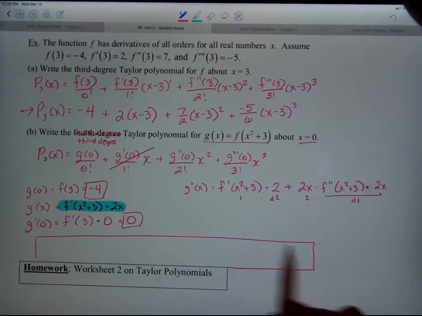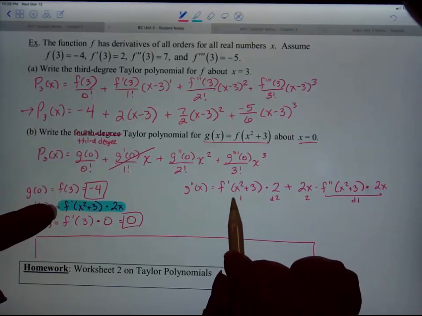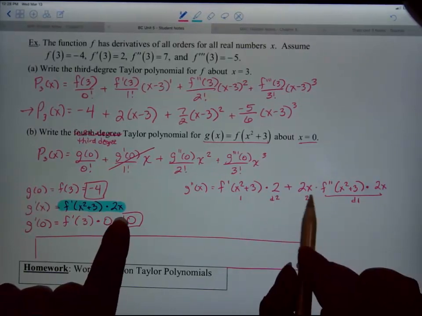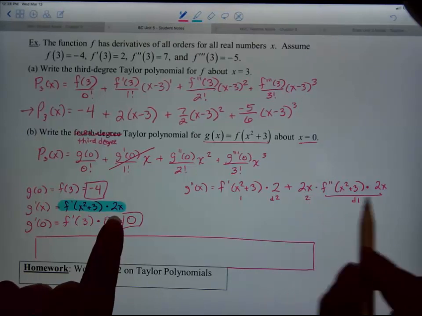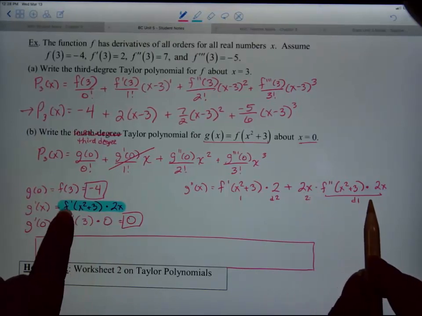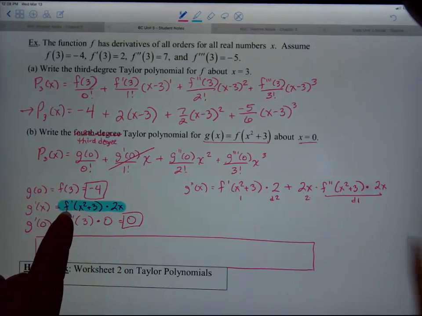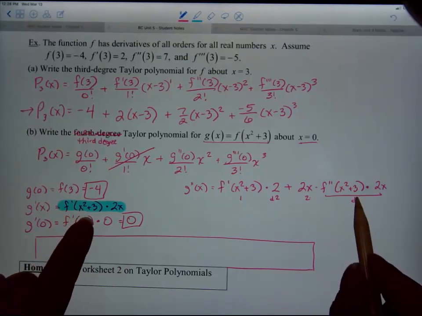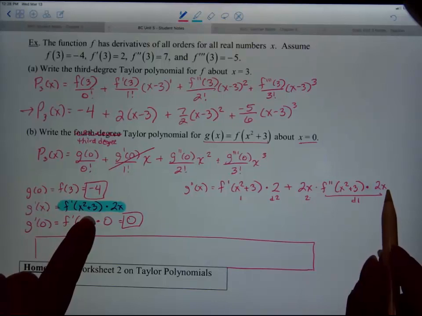So 1, just copy the f prime down. d2, the derivative of 2x is just 2. And then copy the 2. And now take the derivative of this. The derivative of an f prime is an f double prime. So it's f double prime of that, but it's got an inner function, so you've got to take the derivative of that inner part too. And that's that extra 2x on the end. Okay?